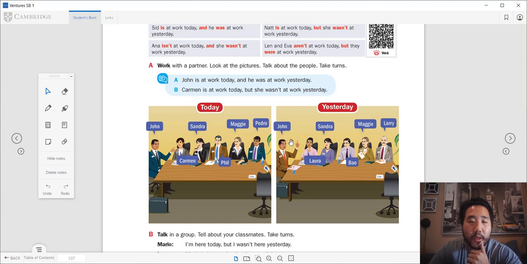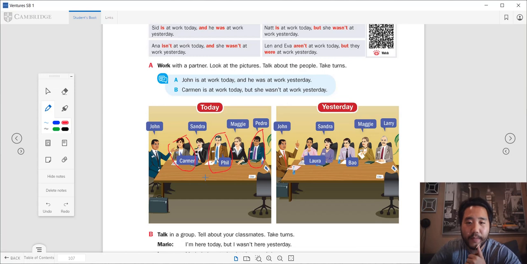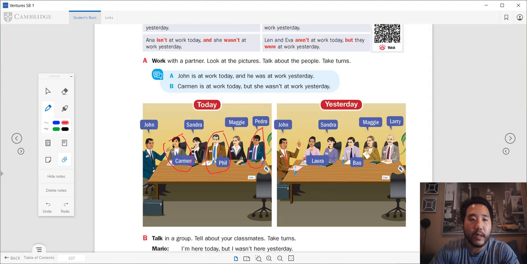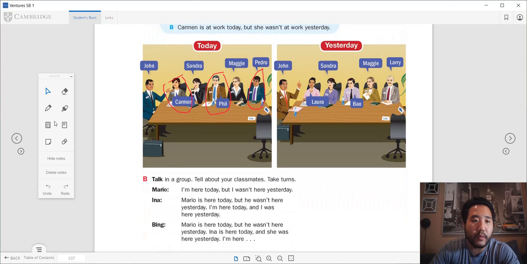So by comparing these two pictures, we notice that Carmen, Phil, and Pedro weren't at work yesterday, even though they're here today. So how would I write this in a sentence? I'll show it right here. Hold on. So this is what I would write.